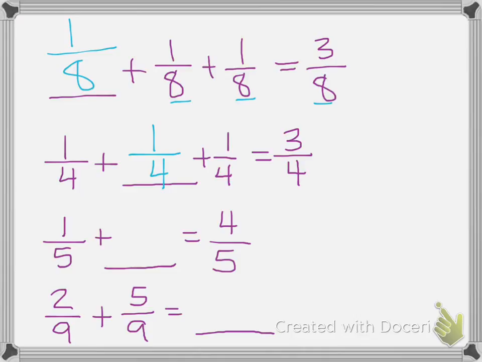1/5 plus blank equals 4/5. Again, our denominator stays the same. 1 plus what equals 4? The answer is 3/5. And the last one, 2/9 plus 5/9 equals blank. We know our denominator is going to be 9. 5 plus 2 is 7. The answer is 7/9.